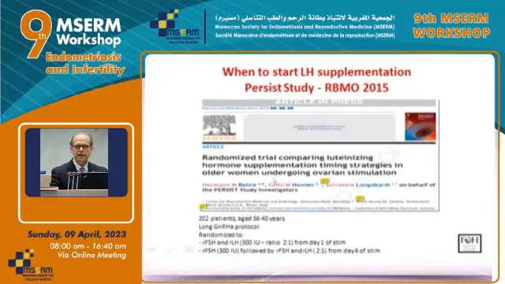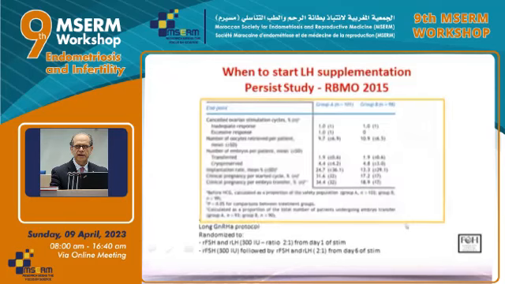Now, the other question when using LH is the starting point of LH, because many studies showed different outcomes in the past, especially in advanced maternal age patients. The difference between the studies was the starting point of the LH. So this study, published in 2015, looked at this question and randomized advanced maternal age patients in a long agonist protocol, either receiving recombinant LH from the first day or adding recombinant LH from day number 6.